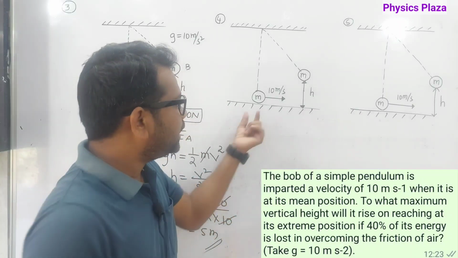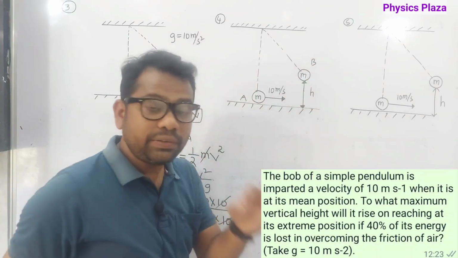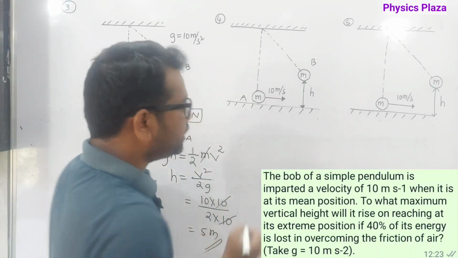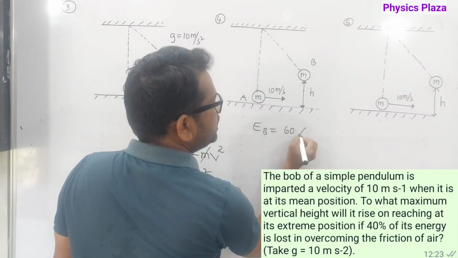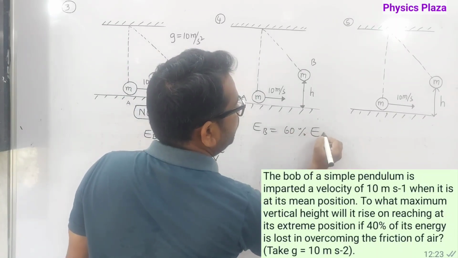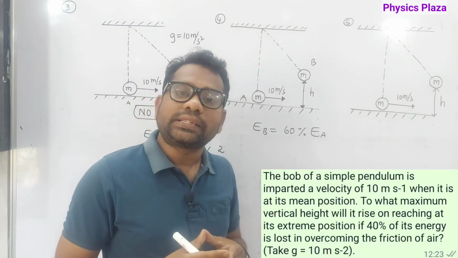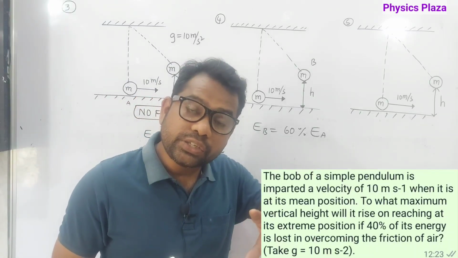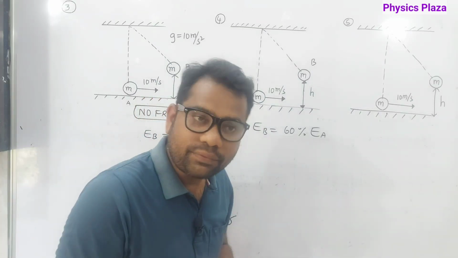Means in this case, the energy at point A is not equal to the energy at point B. This is very important. Which means what, dear children? Energy at point B is equal to 60% of the energy at point A. This is the point we have to understand. Very clearly it is said that 40% of energy is used to overcome the air friction, means only 60% of the energy is converted.